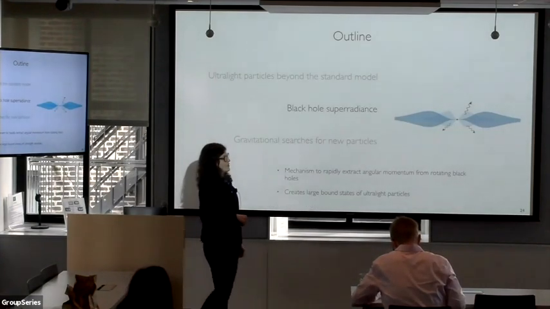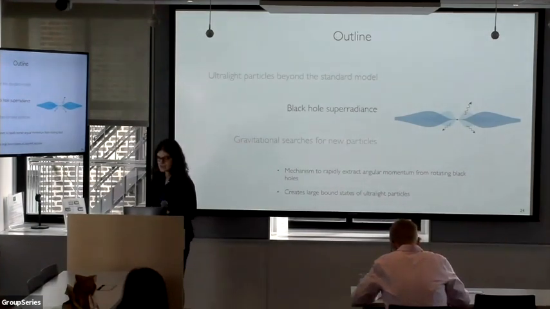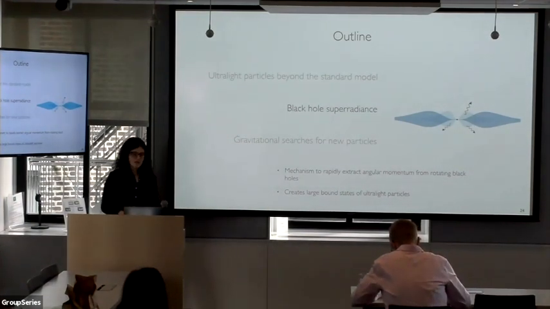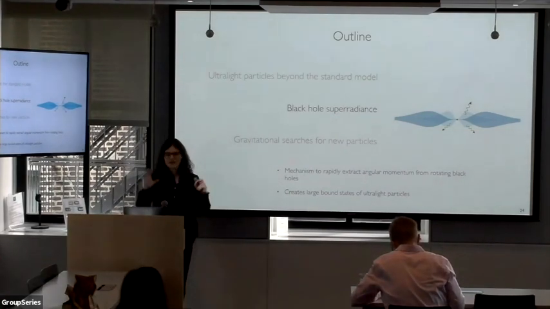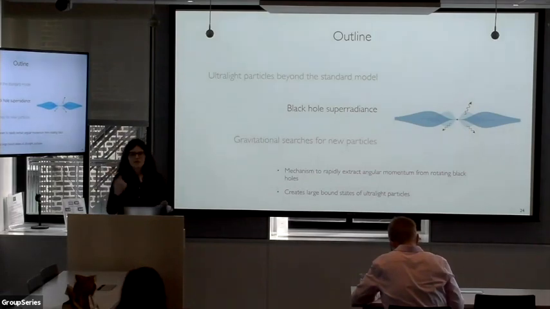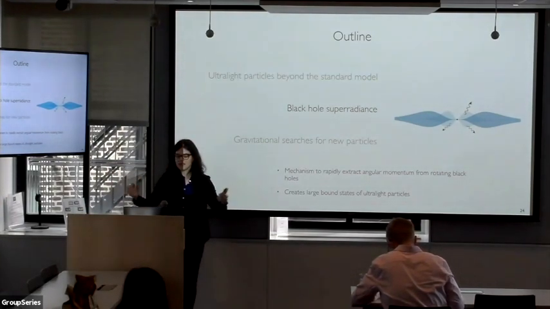So to explain how you can use black holes and gravitational waves to look for axions, I first have to tell you about a process that's called black hole superradiance, which is a mechanism to rapidly extract angular momentum from rotating black holes and place it into large energy densities of particles in its vicinity.